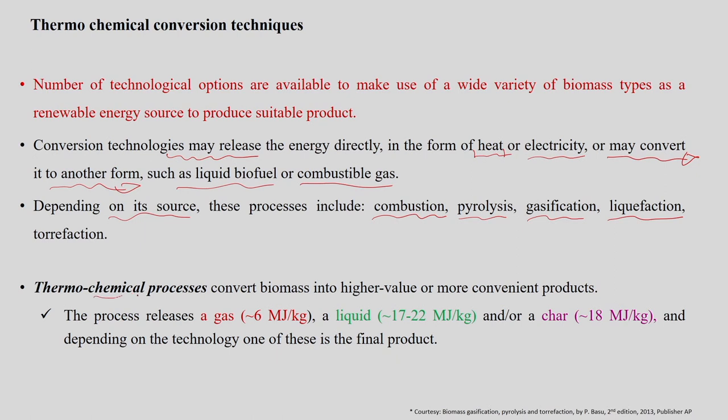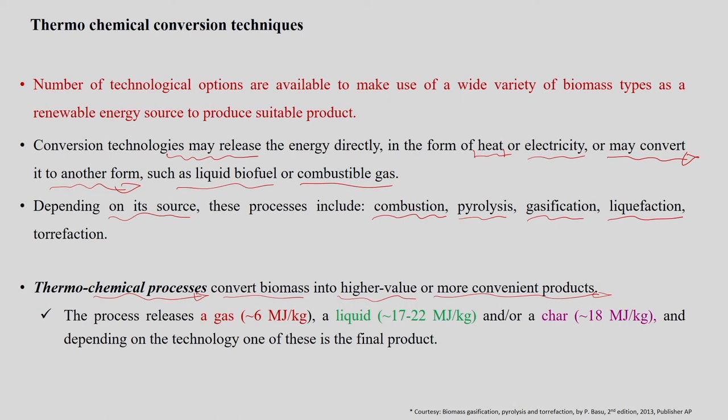Similarly, the hydrogasification of the feed material tends to produce a gas enriched in hydrogen content. That means it can enrich the hydrogen to carbon ratio in the output product gas. So this is how the product changes with a slight deviation in the process condition as well as the oxygen supply. Now, based on the thermochemical conversion processes we have just discussed, the conversion of biomass into higher value or more convenient products depends on the process condition.